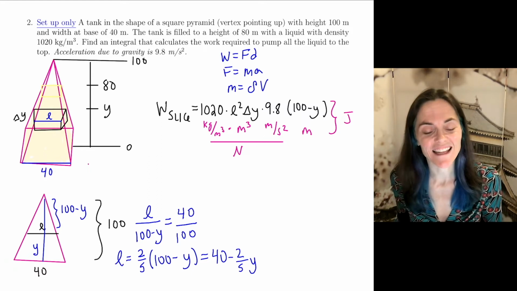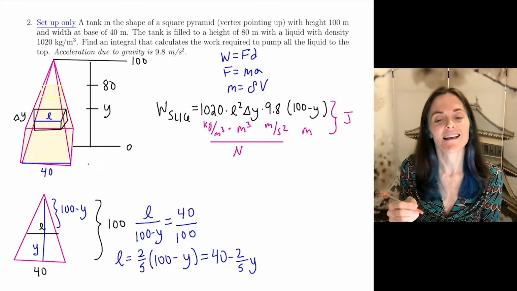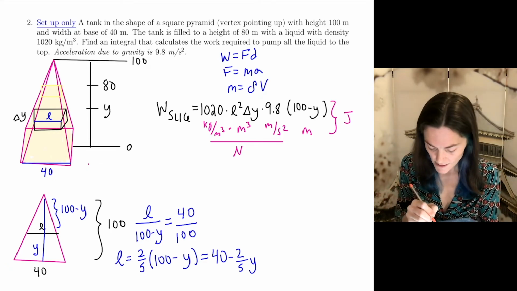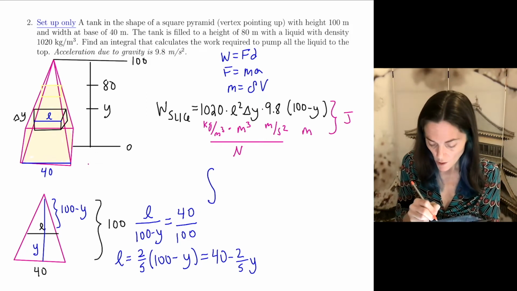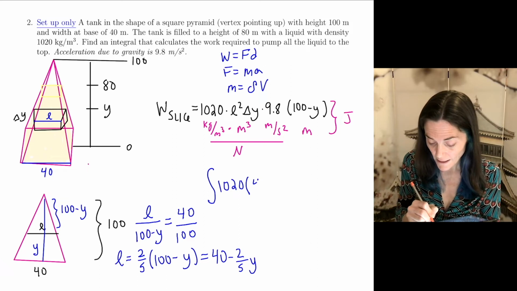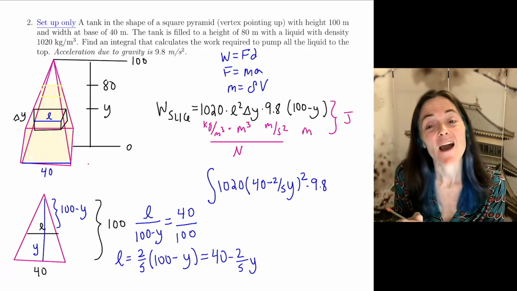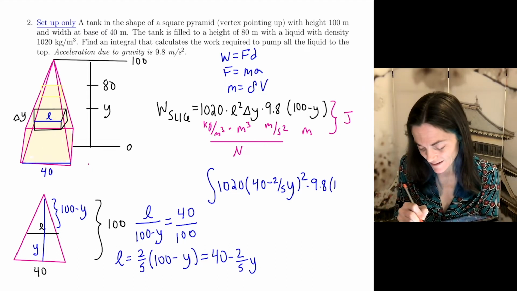This is what we wanted here. So I'm ready to finish the problem. I'm ready to write down my total work as a definite integral. Maybe I'll do this here. My total work, we would have 1020 times 40 minus 2 over 5 y squared, times 9.8, times 100 minus y.